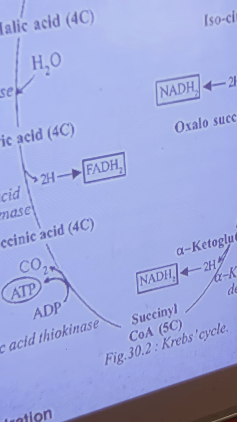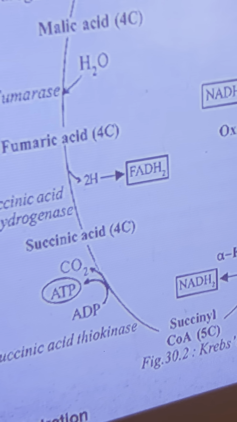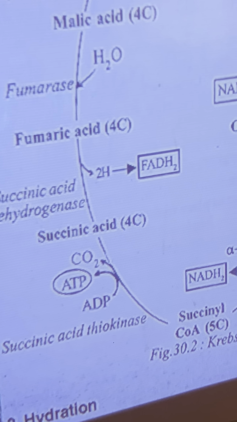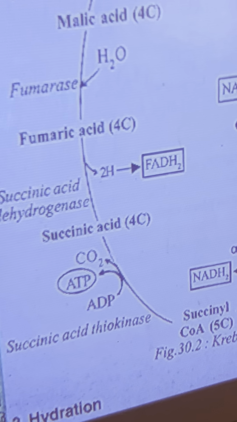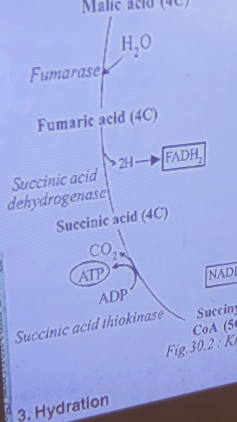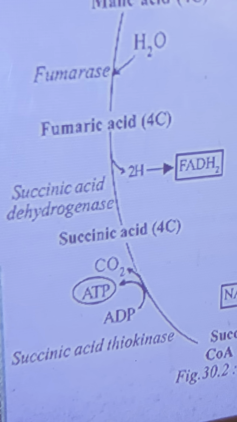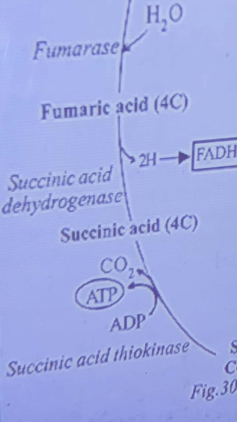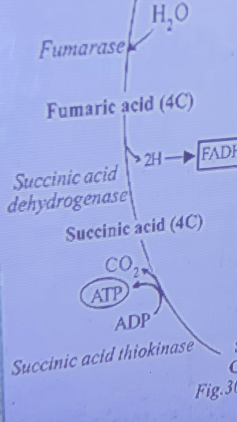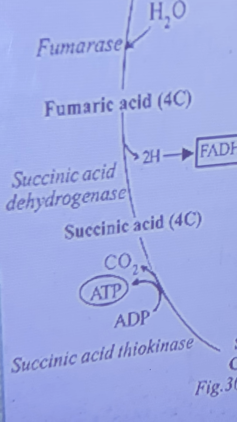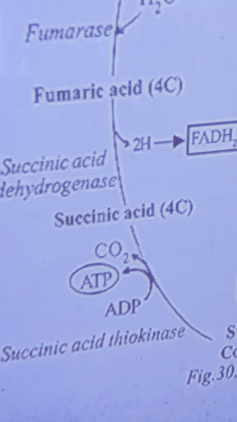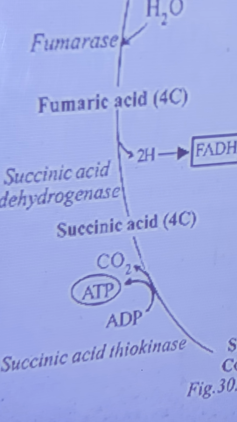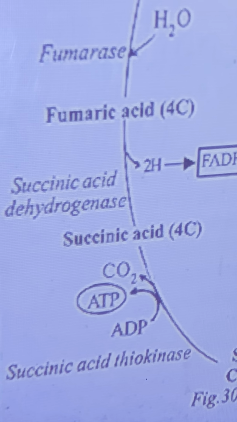Then succinyl CoA is converted into succinic acid or succinate. Succinate or succinic acid is a 4 carbon compound. Why? Because in this reaction, one carbon dioxide molecule is liberated, it goes out. So a 4 carbons compound is formed. The enzyme is called succinic acid thiokinase. And in this reaction, one ADP is involved and ATP is liberated.